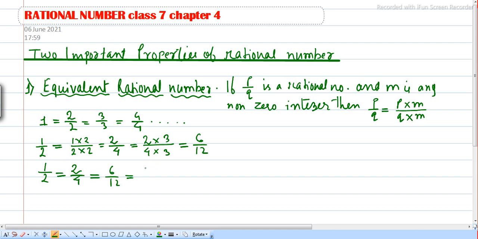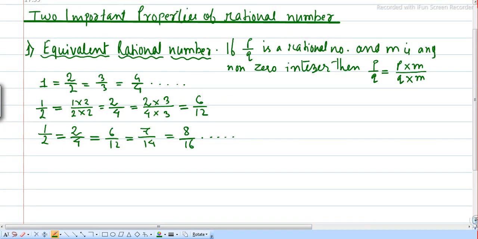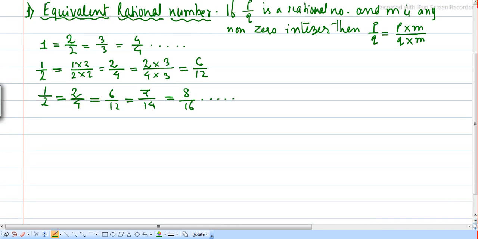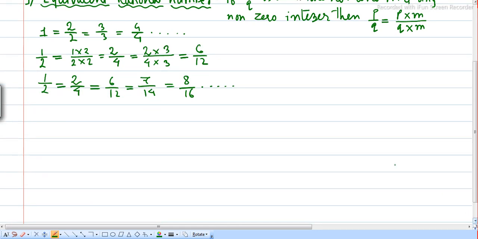If I take 7, then it will be 14 in the denominator. If I take 8, then it will be 16 in the denominator, and so on. So 2/4, 6/12, 7/14, 8/16 all are equivalent to 1/2. But the question is why they are equal. The numbers do not look the same, so why are they equal? Let's understand this with an example.